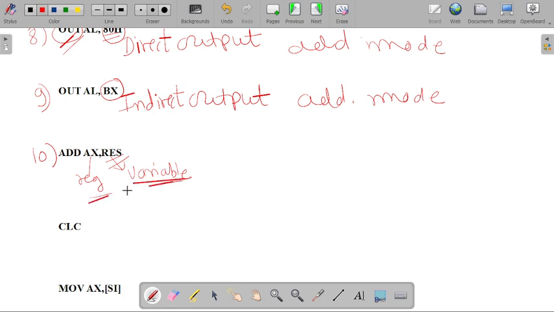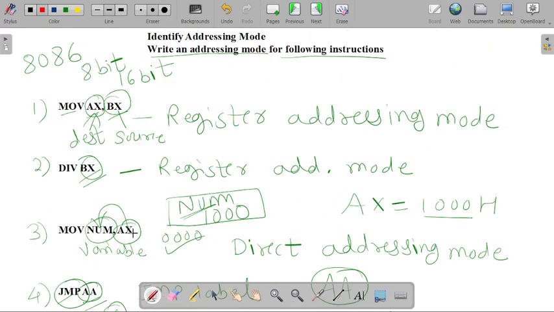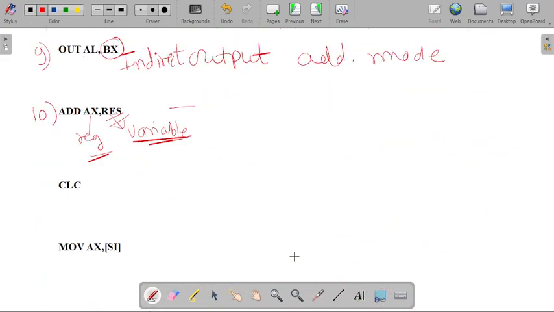So how can you identify the addressing mode? If both are registers, then we can say that it is called a register addressing mode. But whenever the registers are not both there, as in our example, that is MOV NUM, comma X, here one is the register and the second one is the variable. That time we have specified the direct addressing mode. So here also you can write the answer for this question: ADD AX, comma result variable, that is called a direct addressing mode.